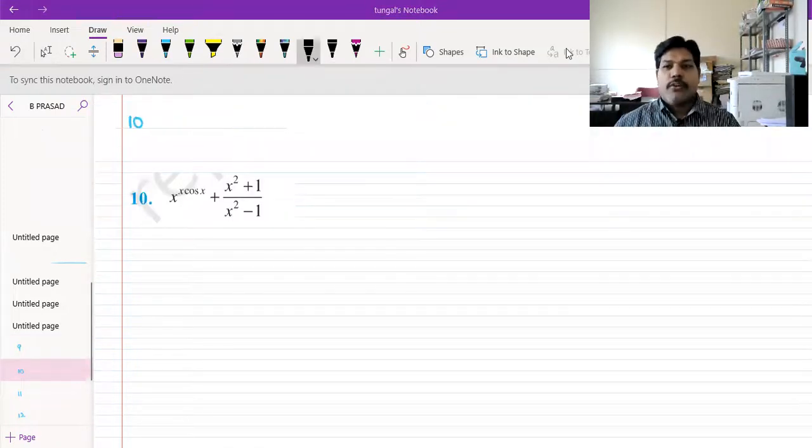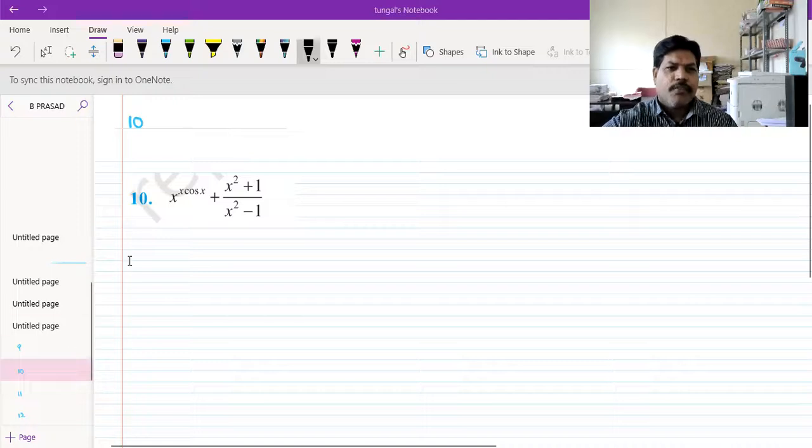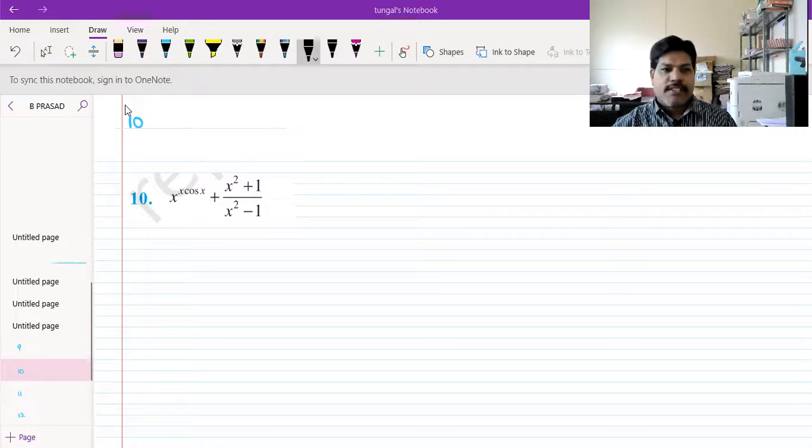See the next question, question number 10. So what is the question, students? Question 10 is x power x cos x plus (x square plus 1) by (x square minus 1). Out of these two functions, this function is in the form of f of x power g of x. So that's why I will take this function as y first.